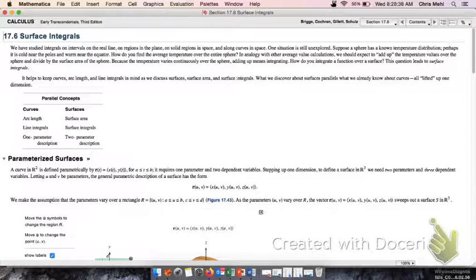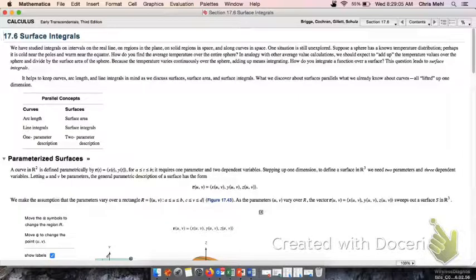So I thought I would make a video for the first part of section 17.6 about surface integrals. Now, everybody hopefully recalls that we so far have studied curves, and we know how to parameterize curves as vector-valued functions of a single independent variable t.